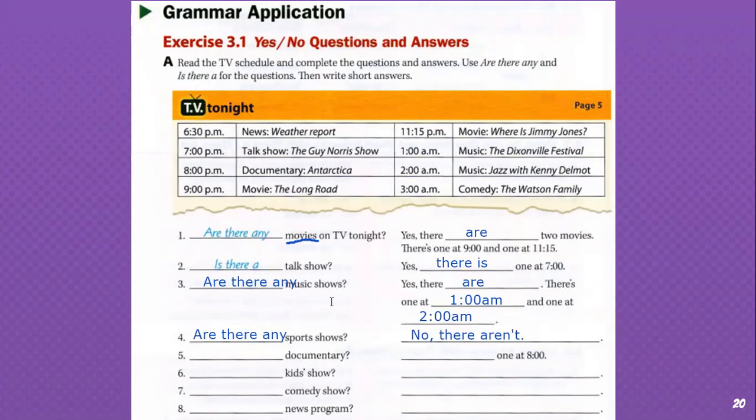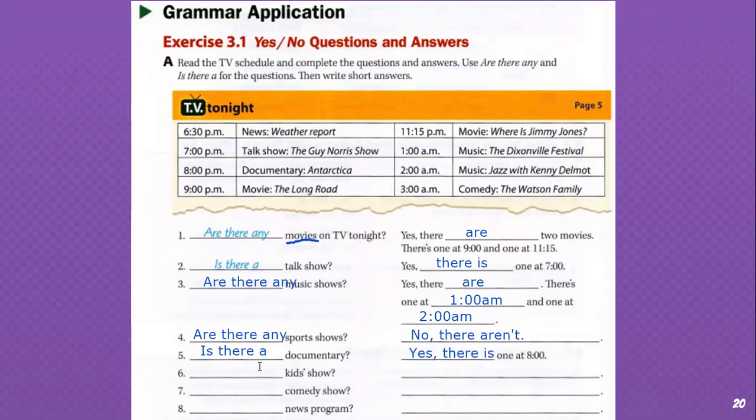Are there any or is there a? Is there a, exactly. You talk about only one, so is there a documentary? What is the answer in that case? Yes, there is. Yes, comma, there is one at 8.